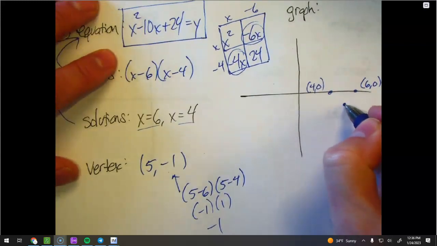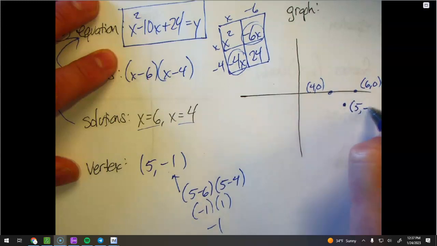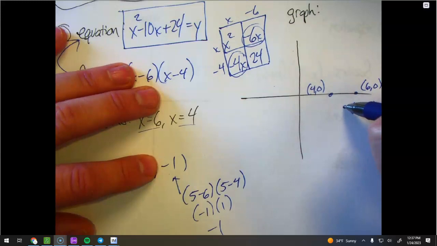And then apply that point. So 5 over, right in between, and then negative 1 is just down a little bit. I don't care if it's perfect. Try and draw your problem.